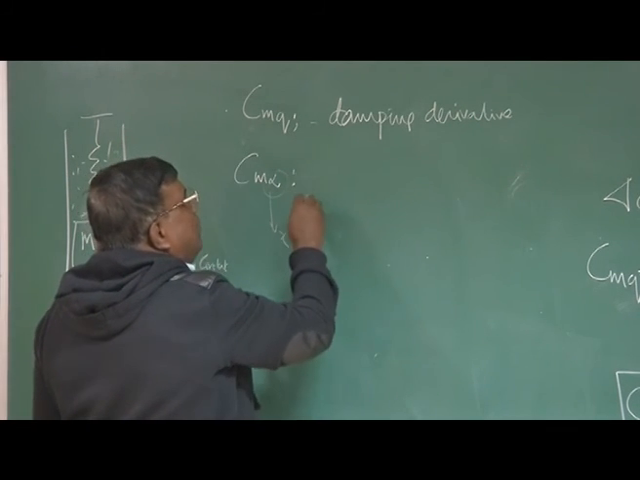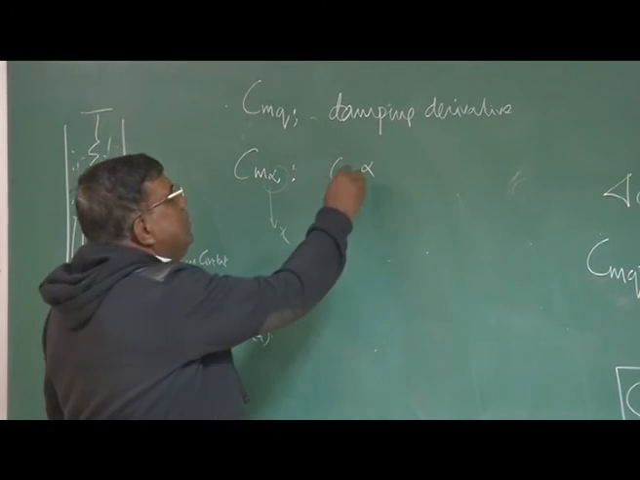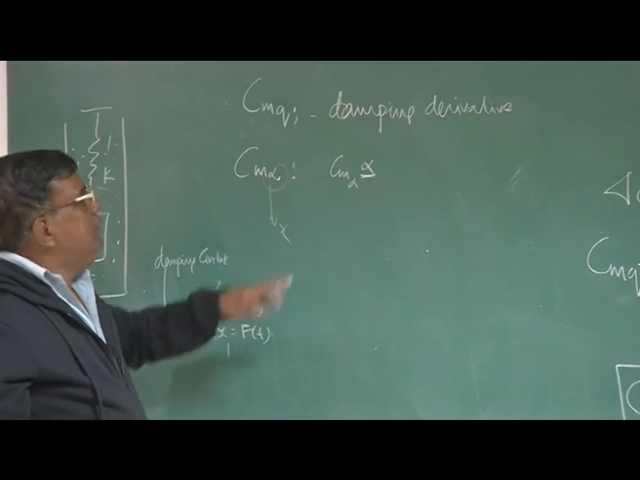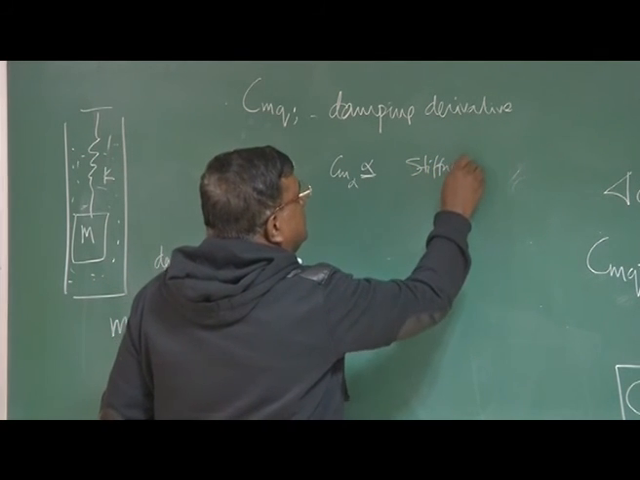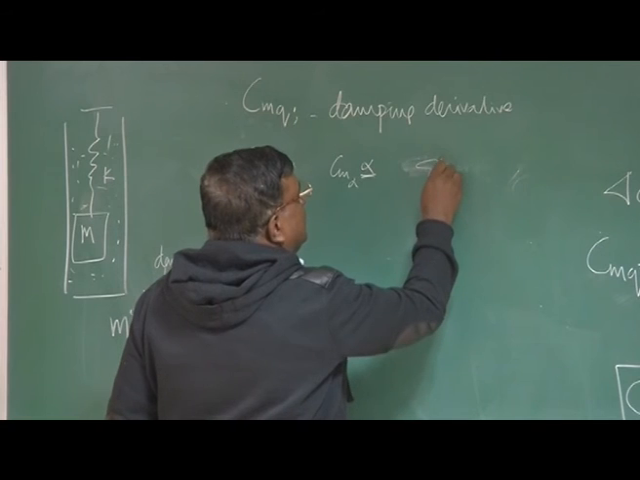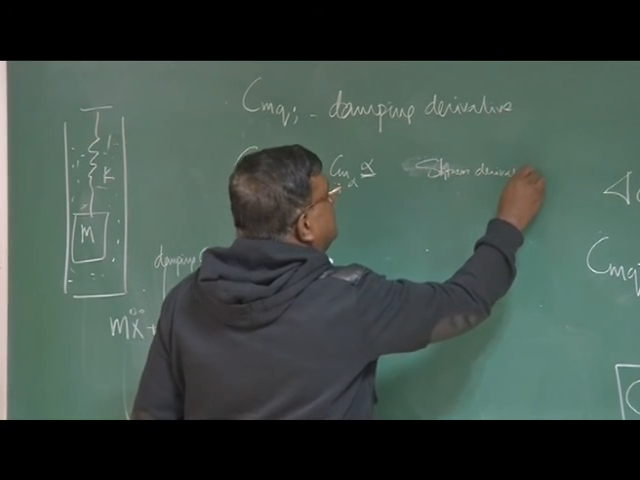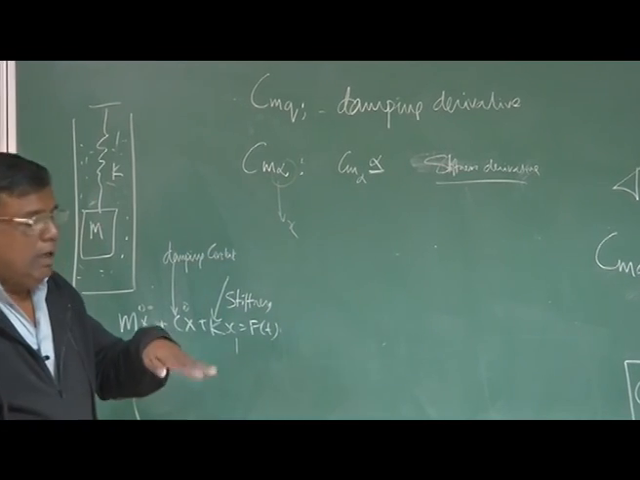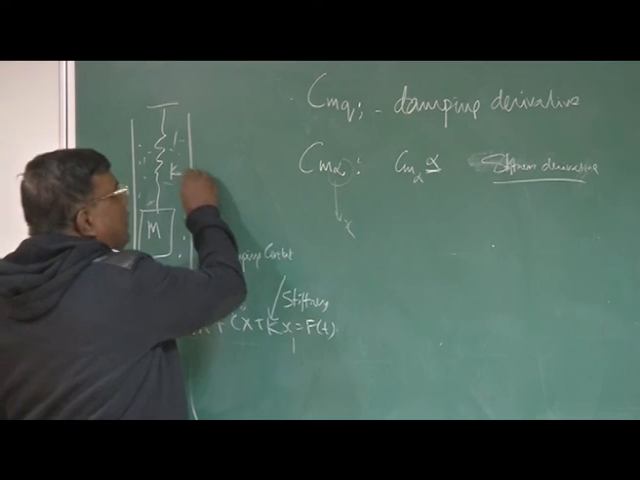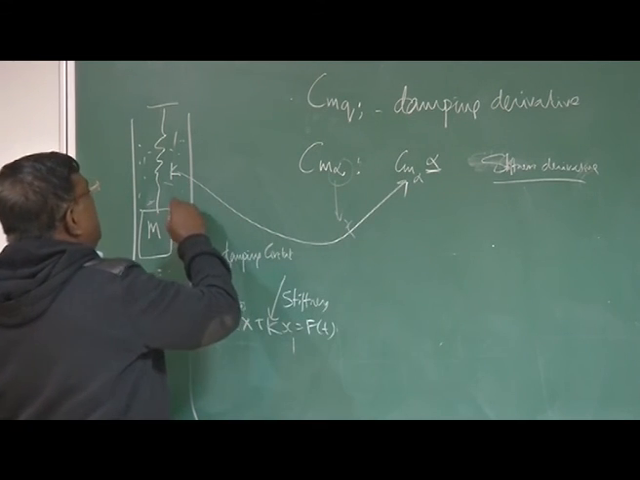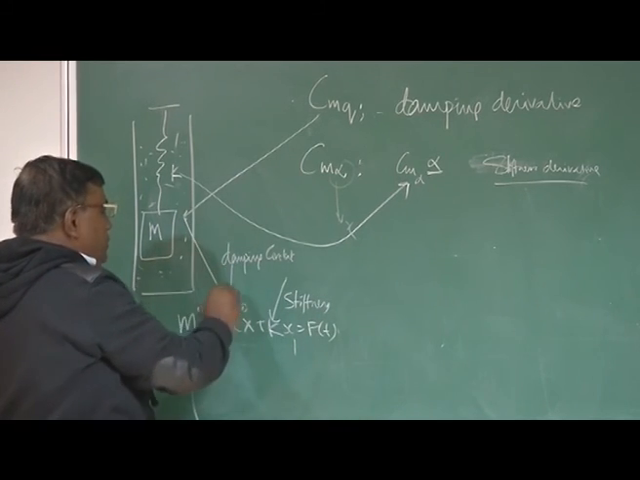C_m alpha, the restoring moment is C_m alpha into alpha. So it is proportional to alpha. So this is the stiffness derivative. You understand how stiff the spring is, analogous to k, as a stiffness. This is called the spring constant, and this is analogous to the c, which is because of the medium or the fluid.